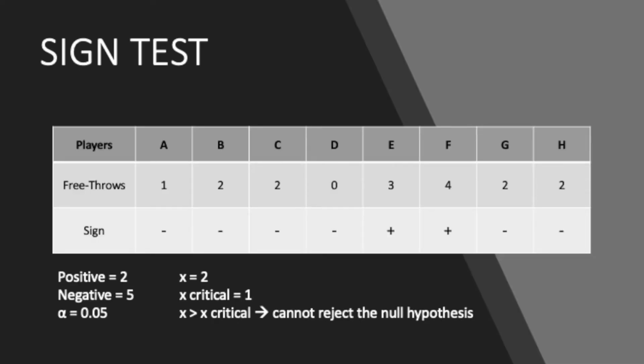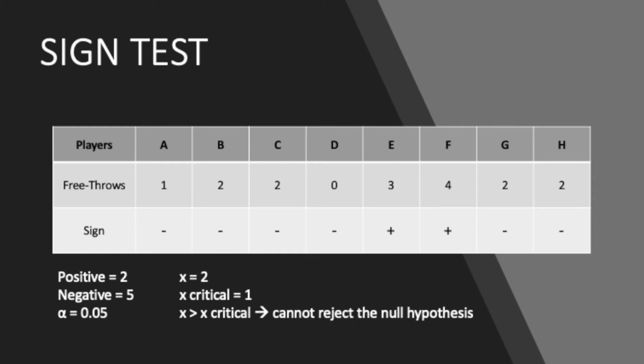So now that we know that our X critical value is 1, we have to figure out what our X value is. For a sign test, your X value is simply the lesser of your positive or negative number. As we can see, in this case it's going to be our positive value. So X is going to equal 2, and our X critical is going to equal 1. Therefore, our X value is greater than our X critical value. What this means is that we cannot reject our null hypothesis.